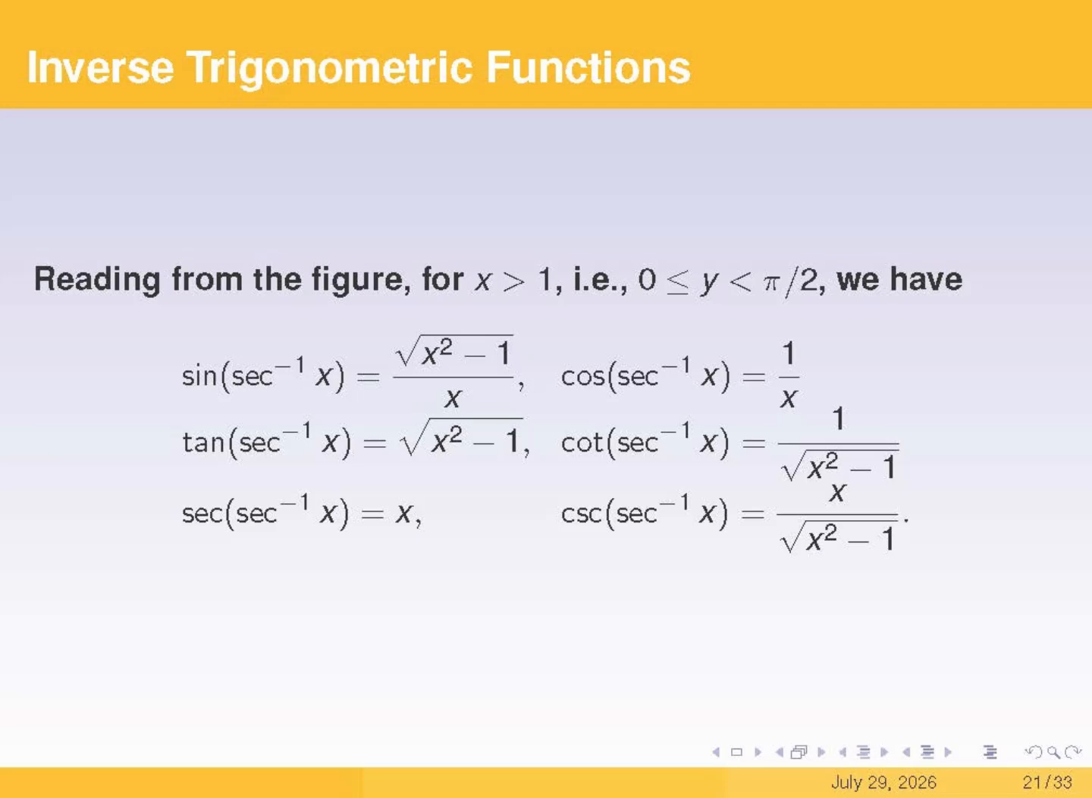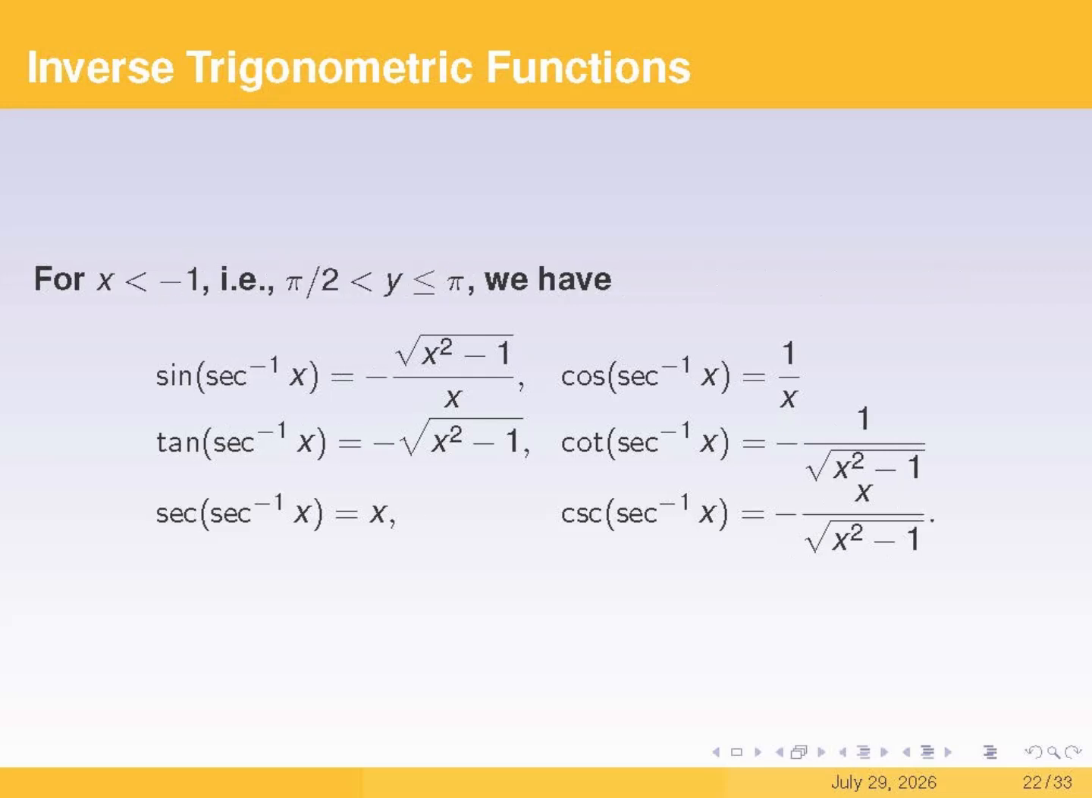At this point, we can calculate all the trigonometric function values as shown on the screen. However, this requires the condition that x is greater than 1, which means y lies between 0 and pi over 2, excluding pi over 2. This slide shows that when x is less than -1, which means y lies between pi over 2 and pi, excluding pi over 2, we obtain different trigonometric function values, as shown on the screen.